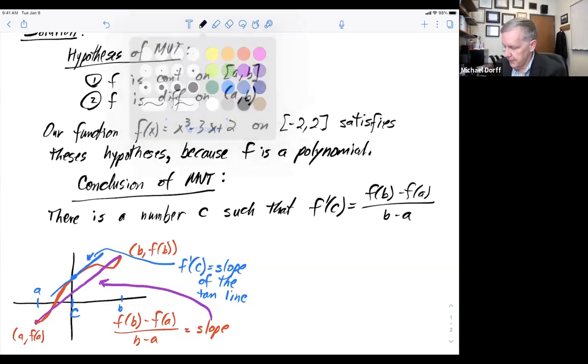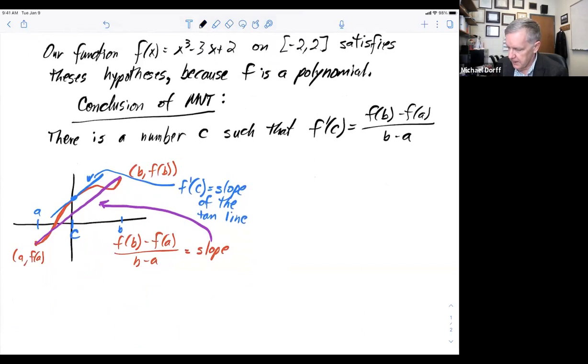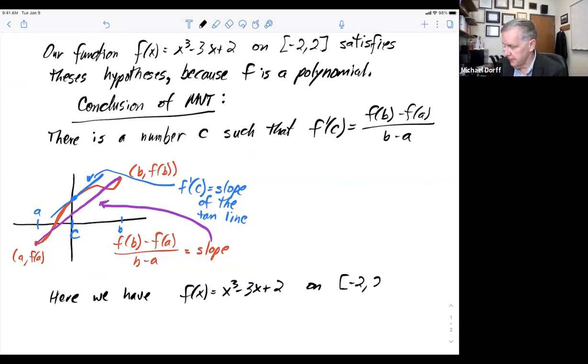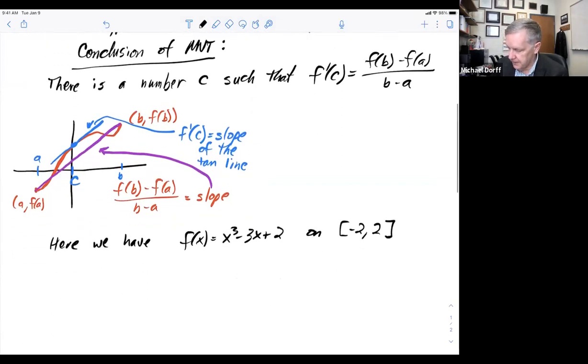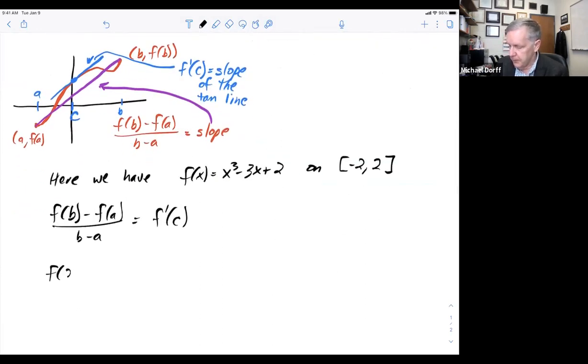Okay, so let's go back to our function here. Remember, here we have f of x equals x cubed minus 3x plus 2, and we're on the interval from -2 to 2. So we need to find f of b minus f of a over b minus a, and that's supposed to equal f prime at c. So f of b would be, in our problem, f of 2. So if I plug 2 into my function, I get 2 cubed minus 3 times 2 plus 2, which is 8 minus 6 plus 2, which is 4.